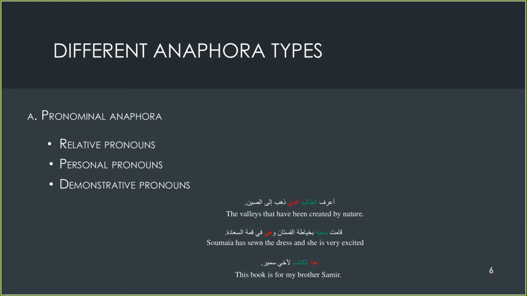The final type is the demonstrative pronouns, which sometimes play as anaphora and sometimes as cataphora. The brief definition of cataphora is that the reference occurs after the item, and it is in general used to point to something specific within a sentence, as illustrated in the third example.